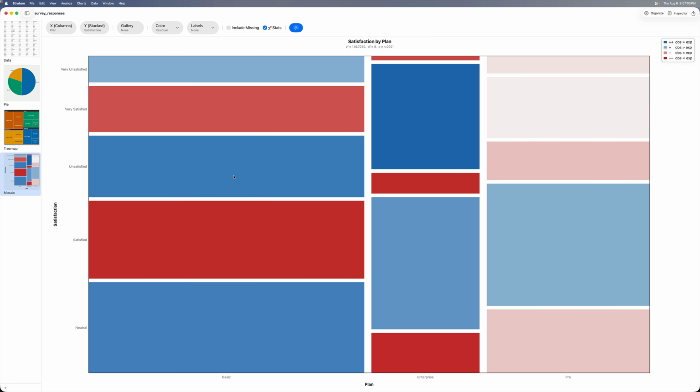Stratum can shade each tile by how far its count strays from what independence predicts. Blue for more than expected, red for less. That shading is the chi-square residual. It's the visual front end of the formal contingency test we'll run later. Next, we move from categories to numbers, with scatter plots and the smooth contour that turns a dense cloud into a map.